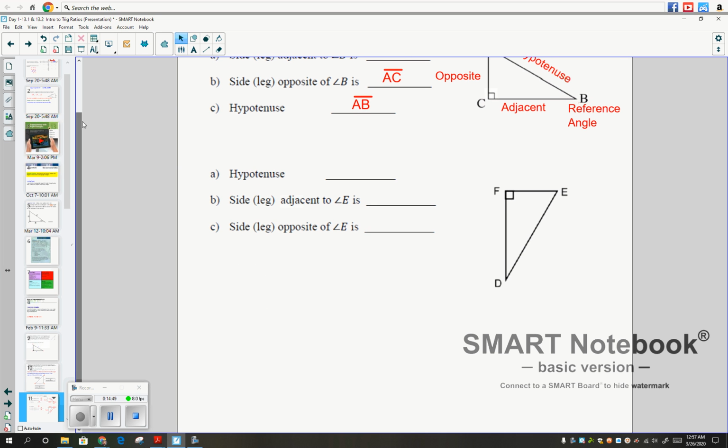As I look down at the next one here, I've got a triangle DEF. Where's the hypotenuse? Let's start there. Across from the right angle. Angle F is the right angle, so segment DE is my hypotenuse. Well, I want to know which leg is adjacent to angle E. So angle E, which is right here.